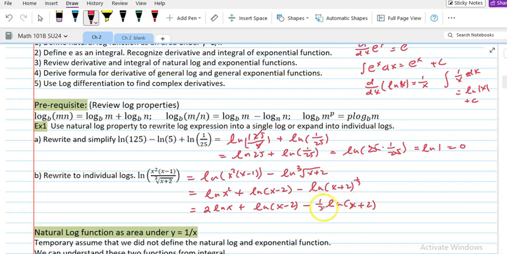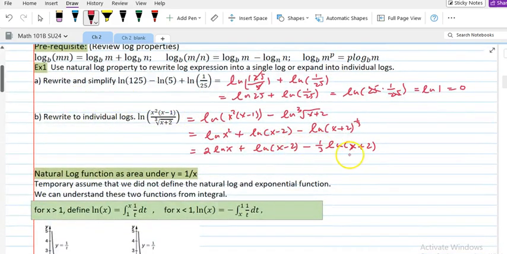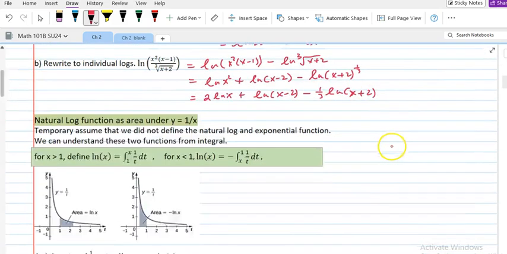Can I split it more? I cannot. If you have a log, and inside the log a difference of two terms, you can't split them anymore. So this is the best we can do to write them as individual logs, and it is easier to manage when you do a derivative.